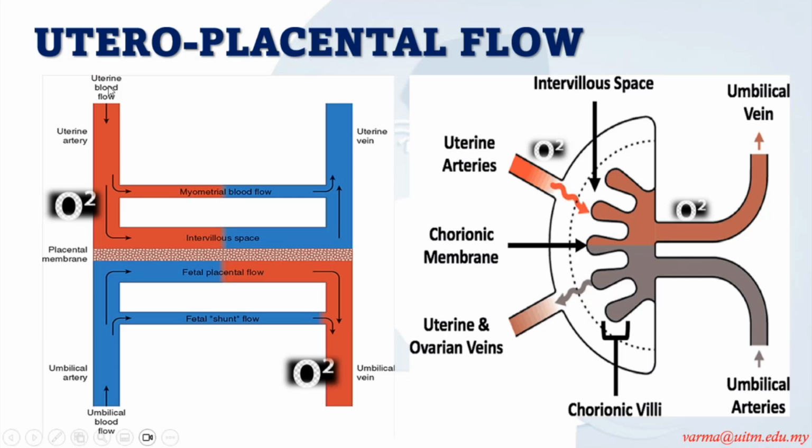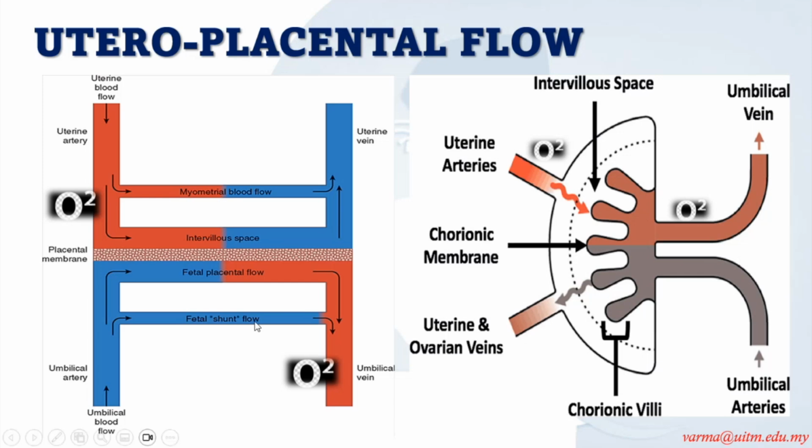So the uterus has the uterine artery as a blood flow which carries the oxygenated blood. Okay, the oxygenated blood goes to the myometrium to supply the uterus, and it also goes to the intervillous space. What is the intervillous space? The intervillous space is an exchange space. It is a highly vascularized place between your placenta, which is sandwiched by maternal circulation and fetal circulation. That is the place where the transfer occurs.